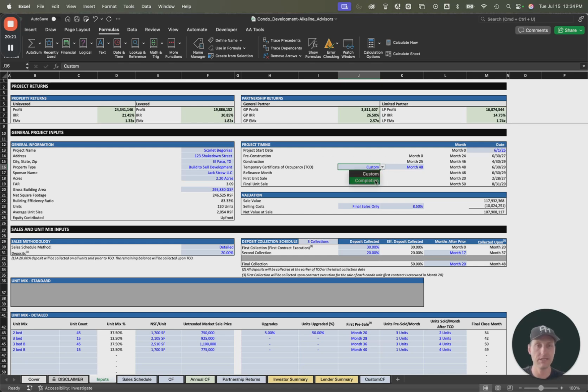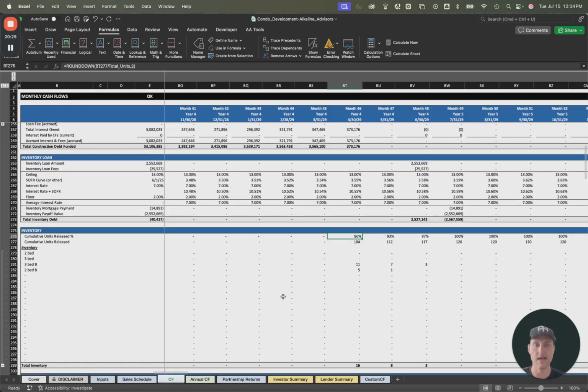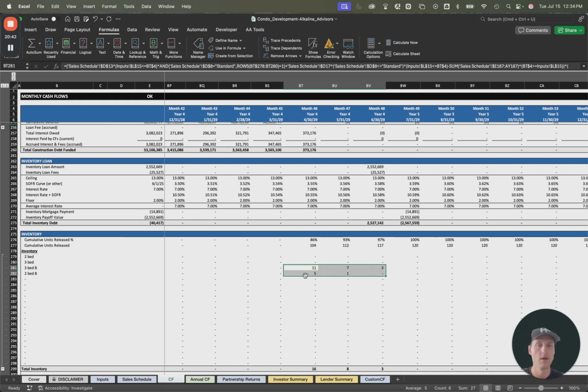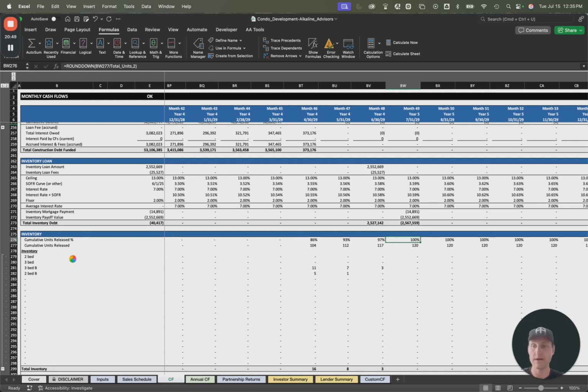But if we do completion instead of delivery, now they are delivered in 46 and we have TCO in month 46. We go back to the cash flow, you'll see the units that have sold are off our books. We've never had them on our books because we never had to hold them. And then the units that we had to hold are only a couple of 3 bedrooms and 2 bedrooms based off of the sales schedule. And then you can see we're 100% sold in month 49. So it's a good way to document where we are in the process and how everything's looking.